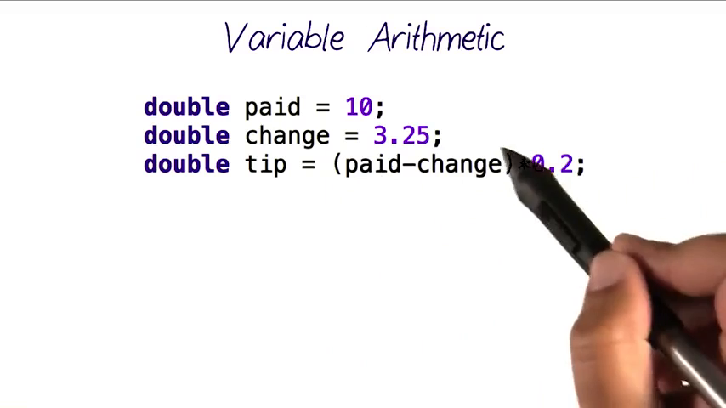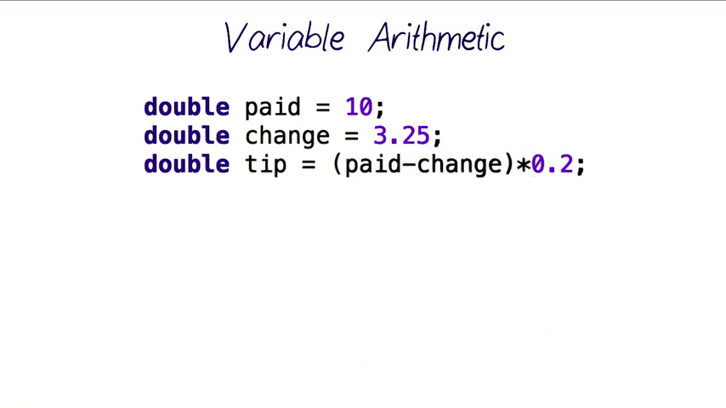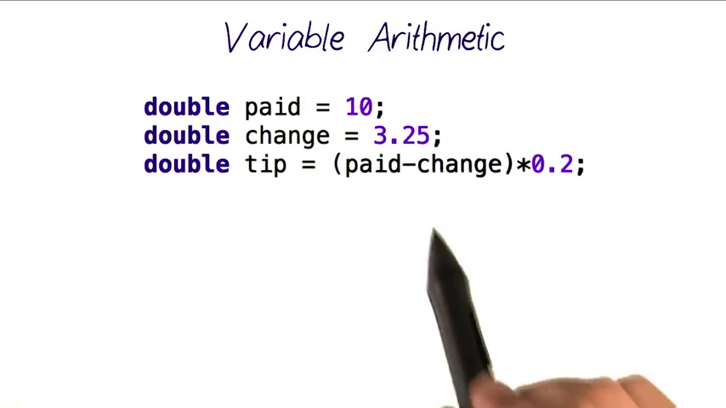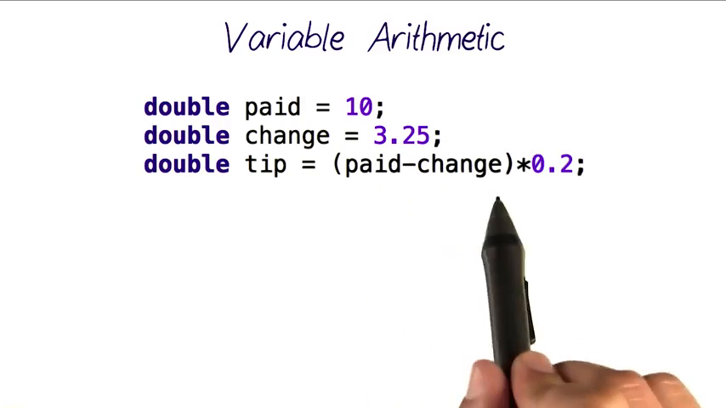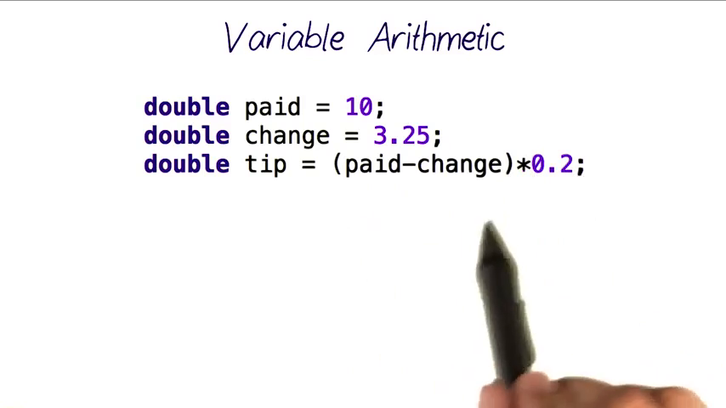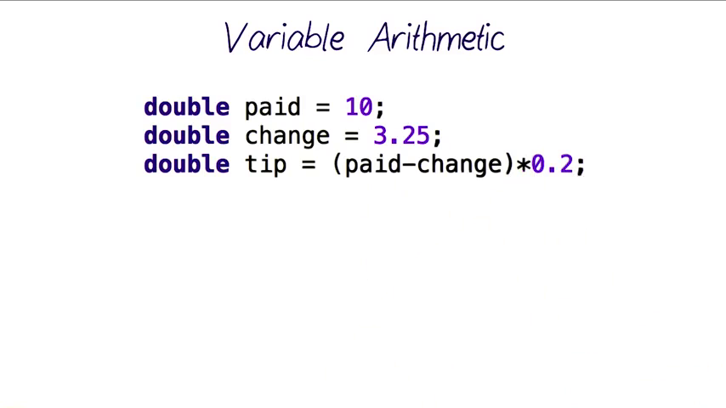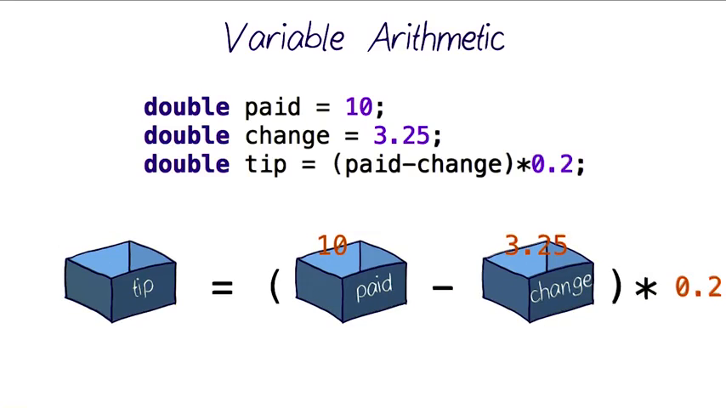Notice how I've used this set of parentheses around the subtraction here before I do the multiplication. This is to force the computer to apply this subtraction before it does the multiplication over the result of that subtraction. So in this case, paid minus change would calculate the value of 6.75, and then that result would get multiplied by 0.2, which would evaluate to 1.35, and that would get stored in the variable tip. So I know I have to pay $1.35 tip.